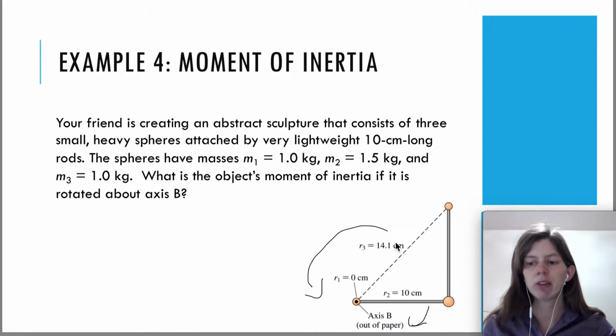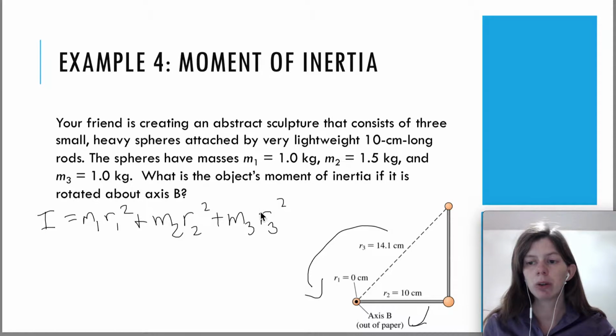You can see that's a very different motion than into or out of the paper like in the previous parts. We're going to do this one the same way. I equals m1 r1 squared plus m2 r2 squared plus m3 r3 squared, and then plug in the numbers. This problem has already done some of the math for us for r3, which we'll get to in just a second.